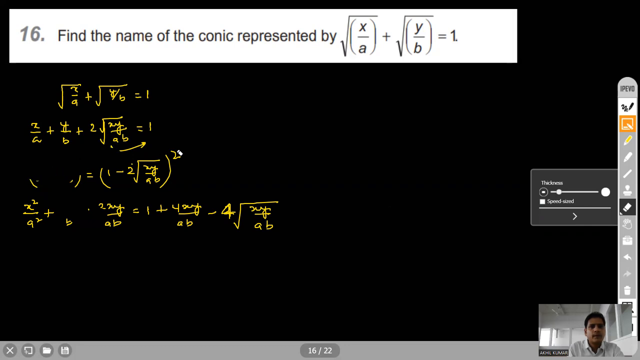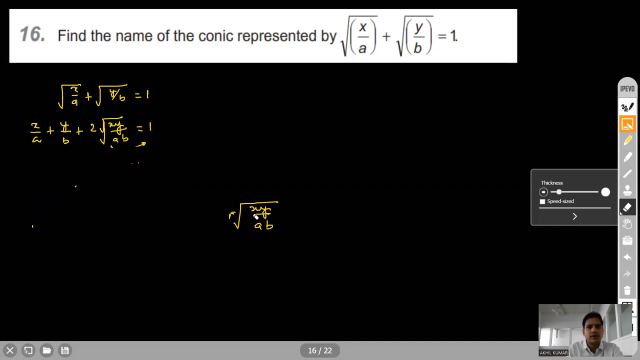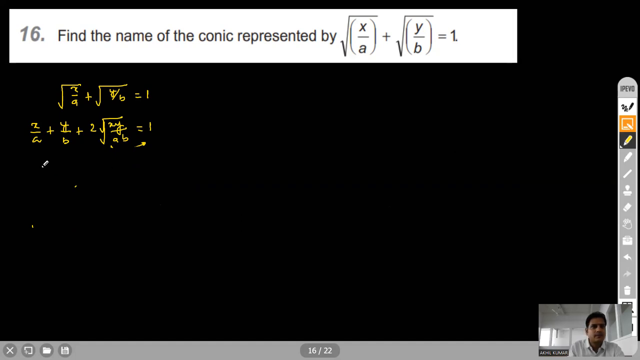Okay. So I will take this 1 to the left hand side and this root term to the right hand side, so our calculation will be easy. So x by a plus y by b minus 1, and this term I am taking to the right hand side, so this will be 2 under root xy upon ab. Now we square both hand sides.